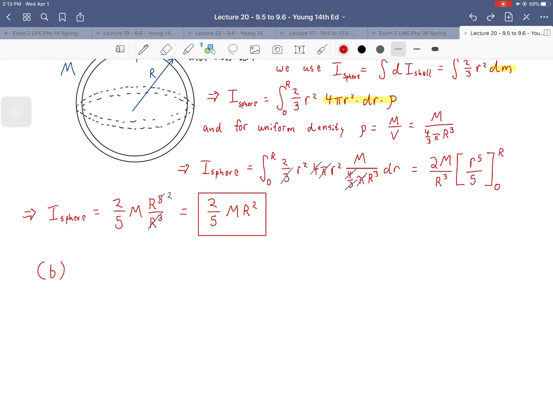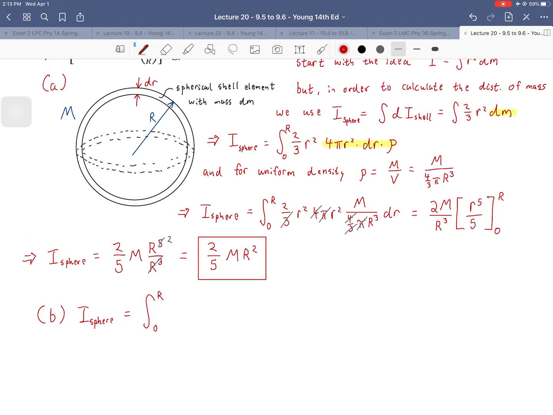All right, so we'll just jump right into kind of the second or third step from part A. So we have I sphere. We know that's going to be 0 to big R. We're going to, and the step I'm referring to is really this one, right?